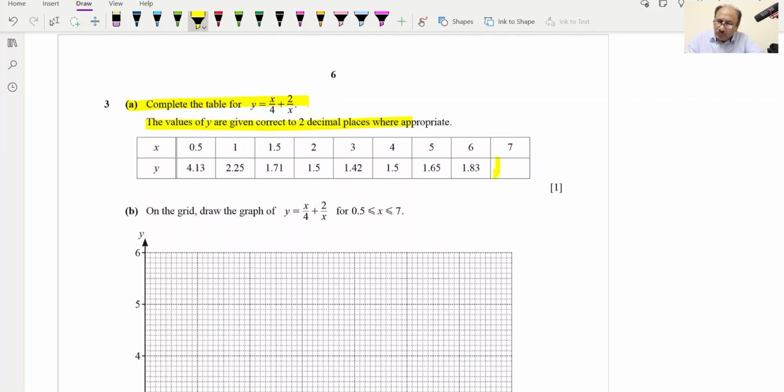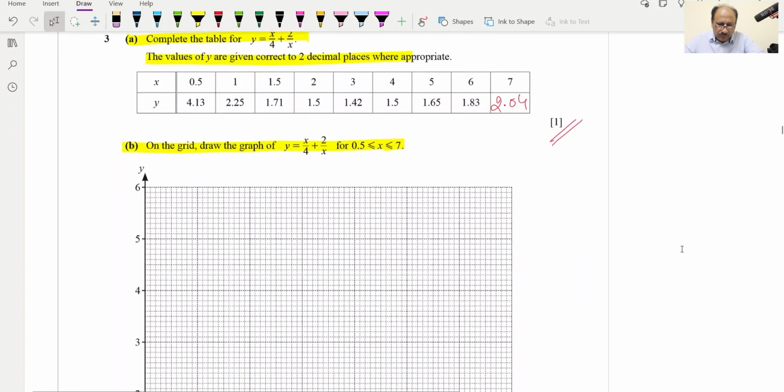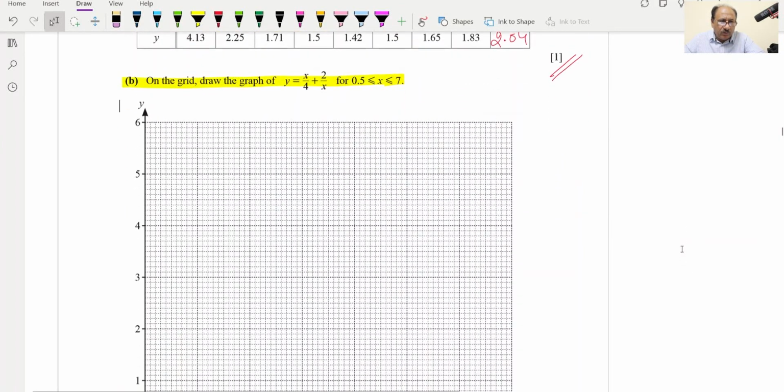2.04, sorry, 2 point, so it will be 2.04, and this is 1 mark part, which we are done. Next they are saying on the grid draw the graph of this one from 0.5 to 0.7. We have to draw this graph, and first value is 0.5 and 4.13.